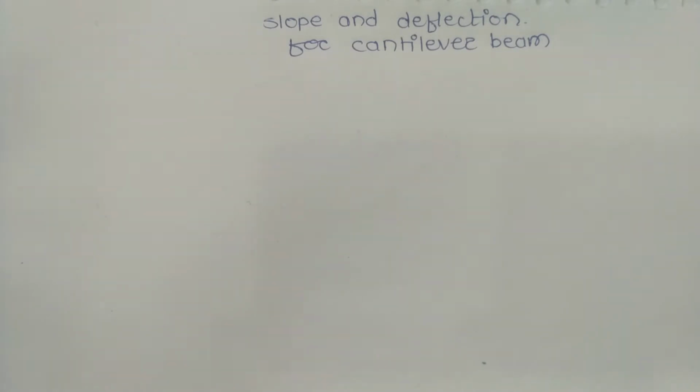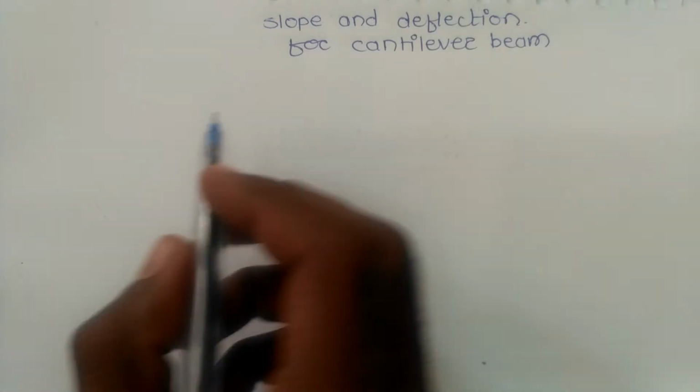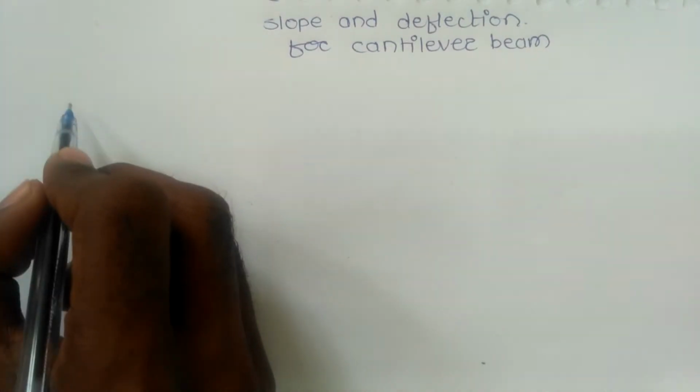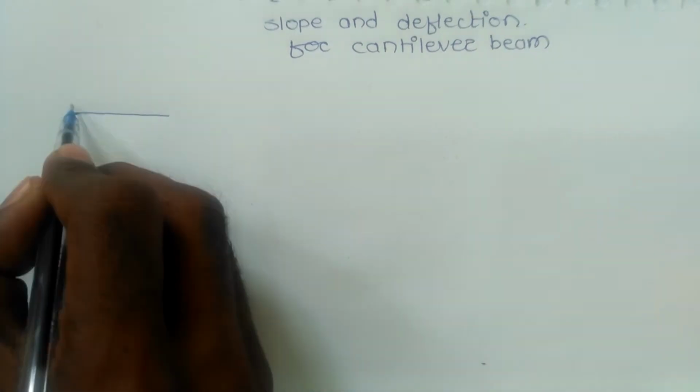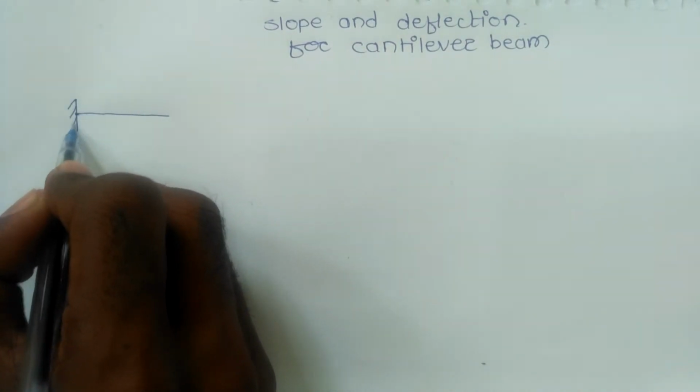So today's topic of discussion is slope and deflection for a cantilever beam. There are a number of methods for calculating slope and deflection, but the simplest one, particularly for the cantilever beam, which we are going to discuss today, is the area method. Now consider this cantilever beam fixed at one end.